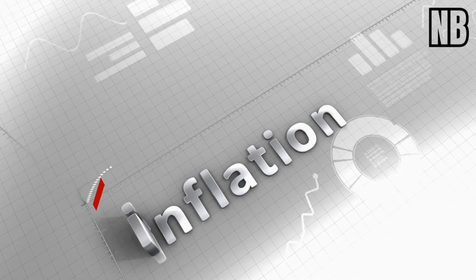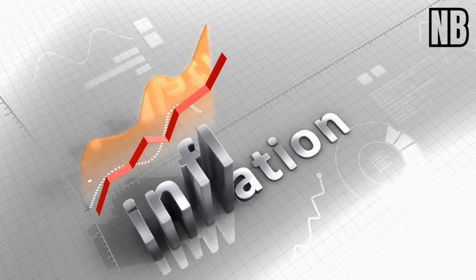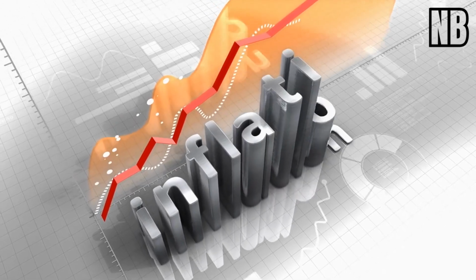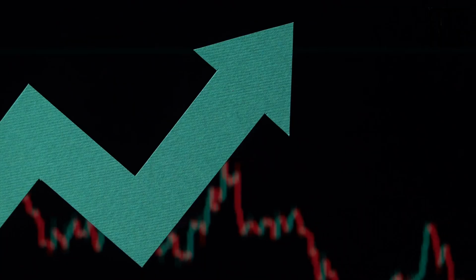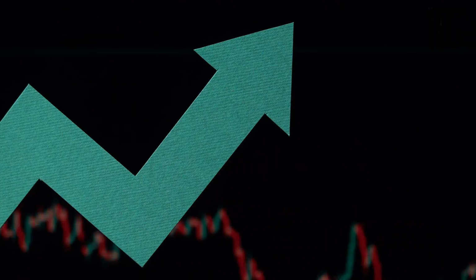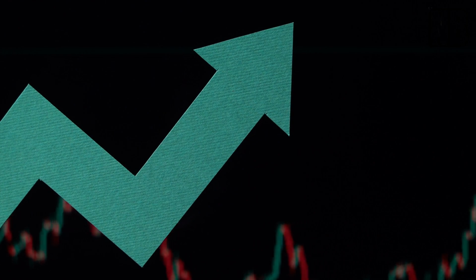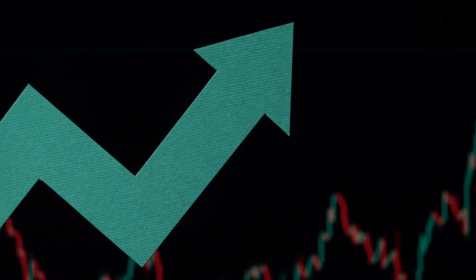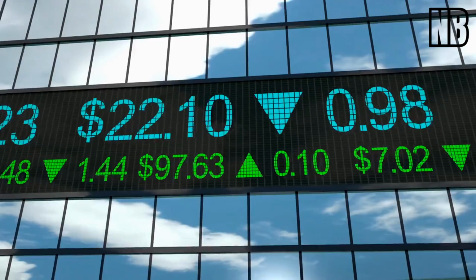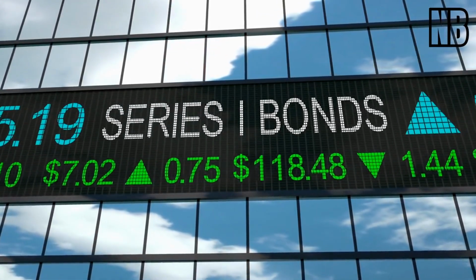Focus on growth investments. Allocate a portion of your portfolio to growth investments that have the potential to outpace inflation. Stocks, especially those of companies with strong pricing power and growth potential, can offer higher returns that help preserve purchasing power over time. Consider inflation-protected bonds.